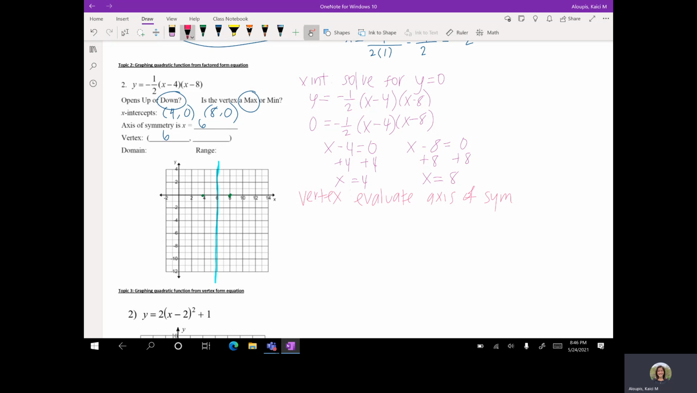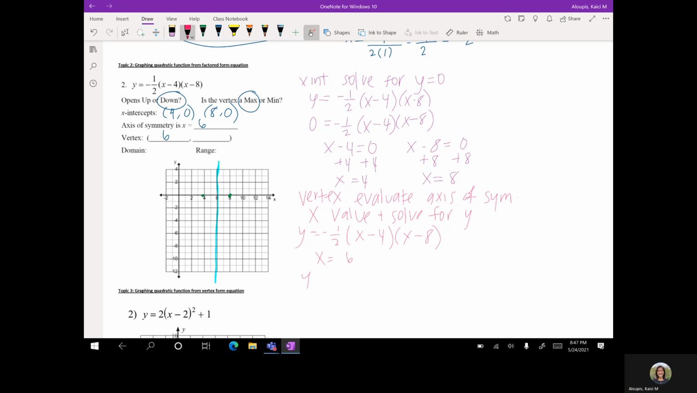Axis of symmetry: we substitute the x value and solve for y. So here's our equation: y equals negative 1/2 times (x minus 4) times (x minus 8). In this case, our axis of symmetry is x equals 6. So wherever we see x in that equation, we're going to substitute 6 and solve for y.